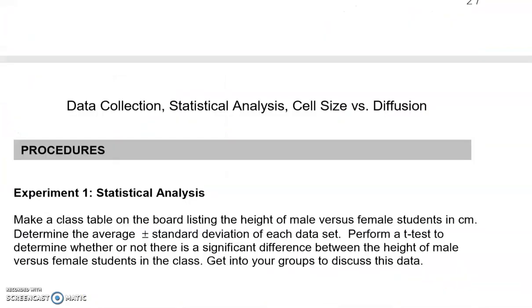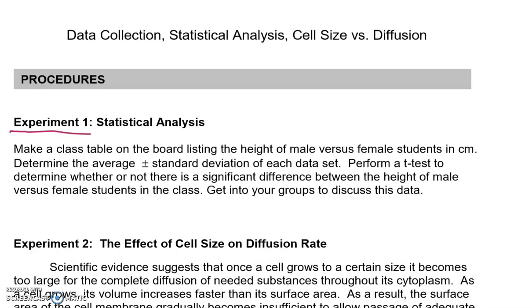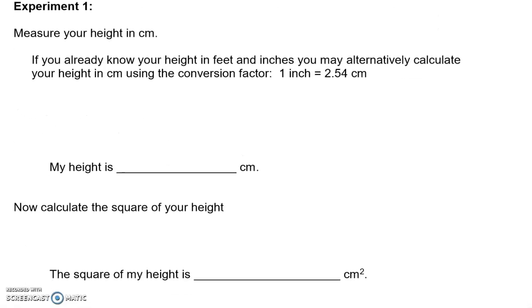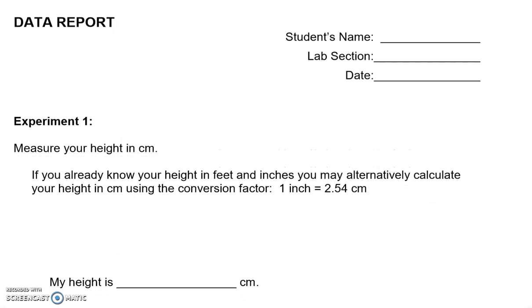Now it's going to be your turn to do some math, and for experiment 1, I'm going to give you some sample data, and we're going to put this into a table, and then you get to calculate a t-test. So you need to perform a t-test to determine whether or not there's a significant difference in the height of male versus female students in the class. I'm going to give you sample data that I collected a couple years ago, and then let you process the data. So we're going to go all the way down here on the data report.